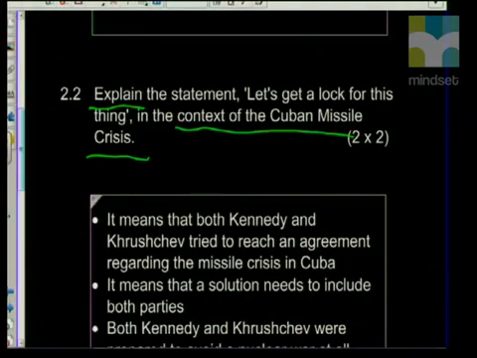In other words, they're not saying you get a lock. We need to do it together. We need to collectively make sure that a nuclear war does not take place. So you need to look for all those details when you're analyzing a cartoon, so that when you get to answering questions, then it becomes very easy.